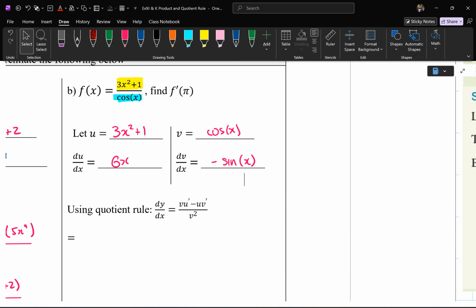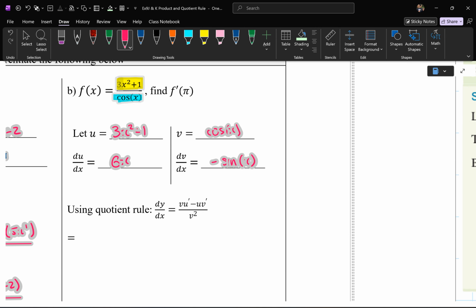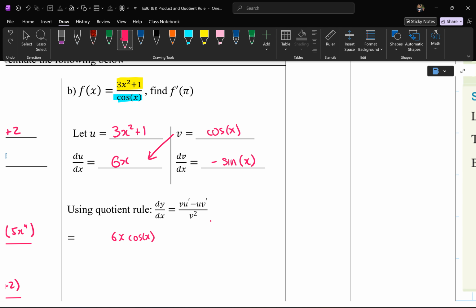All right, here we go. dy dx equals vu dash minus uv dash. So again, I've got v times u dash. So it should be 6x times cos of x, minus is the key part. And then u times v dash, which is negative sine of x there. So it should be negative, 3x squared plus 1, times negative sine of x.